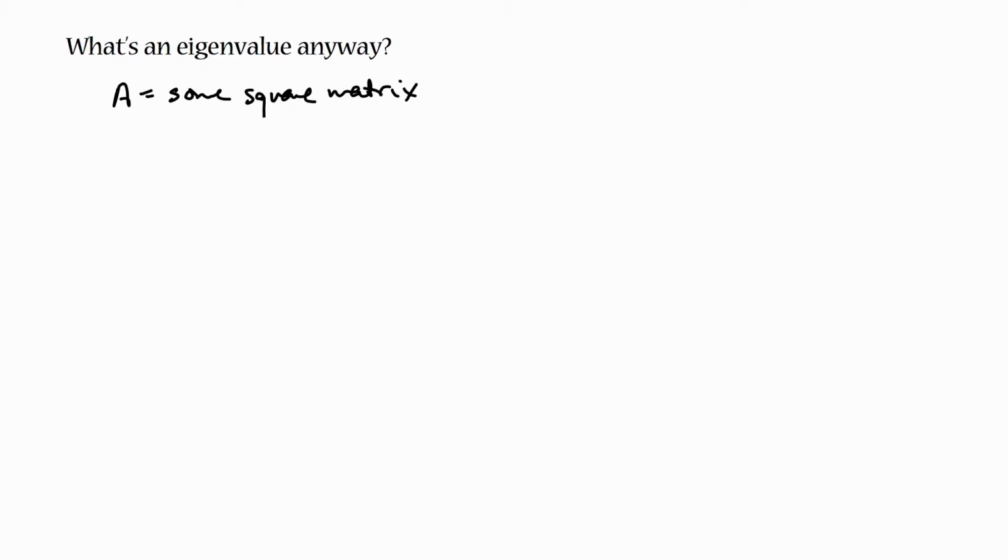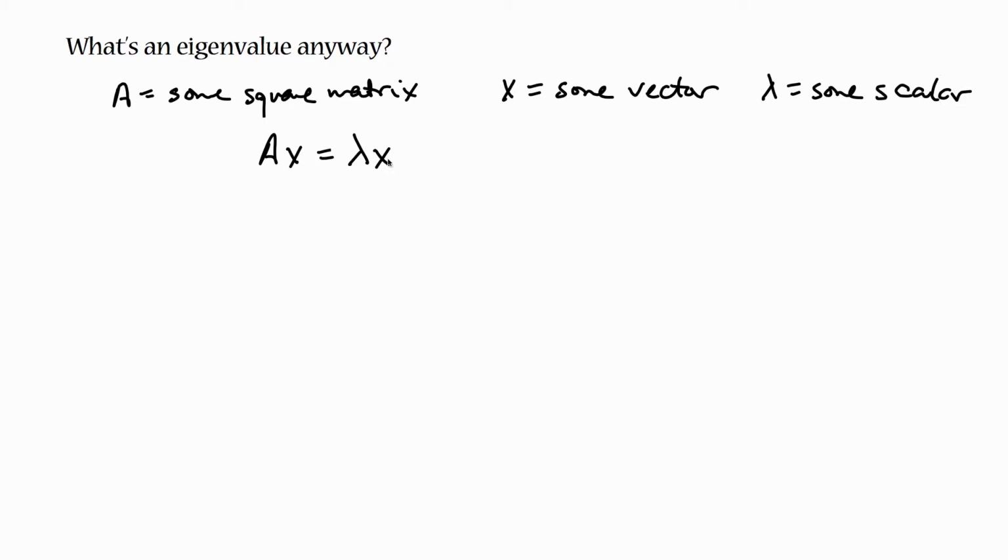If a vector and a scalar exist such that A times the vector is equal to a scalar times the vector, so x is some vector, lambda is equal to some scalar. If the vector and the scalar exist such that your matrix times the vector is equal to some scalar times that vector, then the scalar is an eigenvalue of the matrix A.